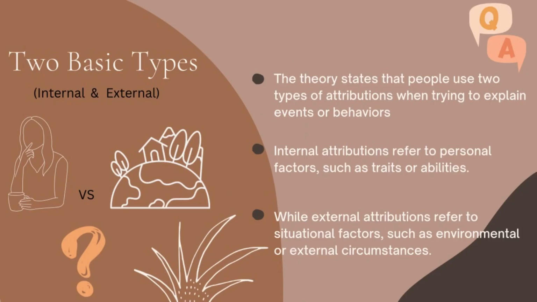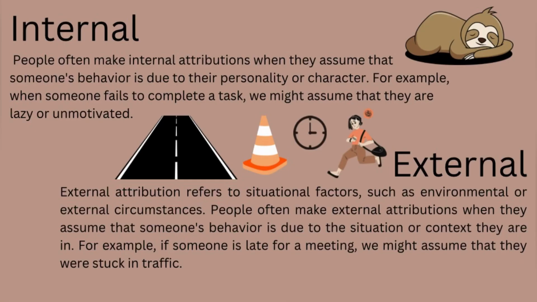So there are two basic types, internal and external. Internal attributions refer to personal factors such as traits and abilities, while external attributions refer to situational factors like environmental or external circumstances. People often make internal attributions when they assume things about people's behaviors, personality, and character. For example, when someone fails to complete a task, we might assume that they are lazy or unmotivated, while external attribution refers to situational factors.